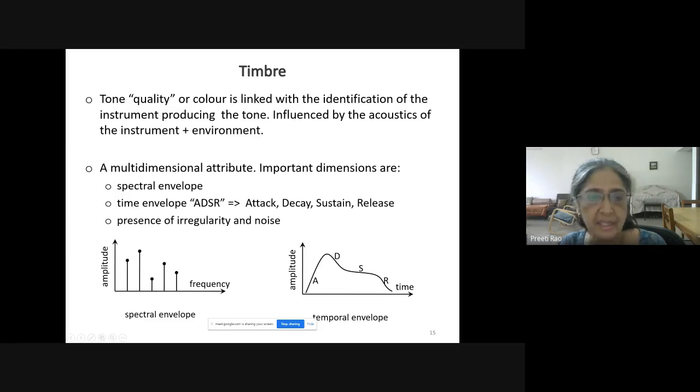Okay, so this is what I already described. We have a spectral envelope and we have a temporal envelope, and then there are some other issues. For example, some sounds may be characterized by some amount of irregularity, because of the way they are produced. If you are playing a violin, there may be some scratchy kind of sound coming because of the bow interacting with the string. If you're playing the flute, there's going to be some breath noise being released with the flute, right? That's also very characteristic of the instrument. So all of these together contribute to the quality or the identity of that sound, and that is what we use to recognize the sound or to label the sound.